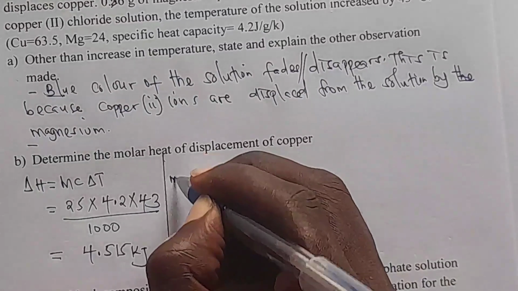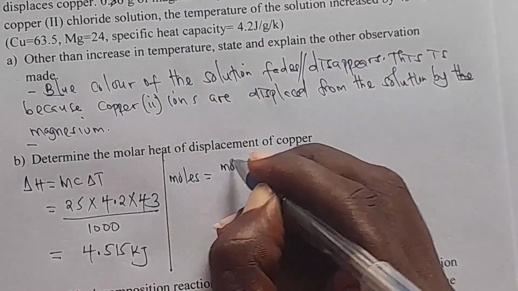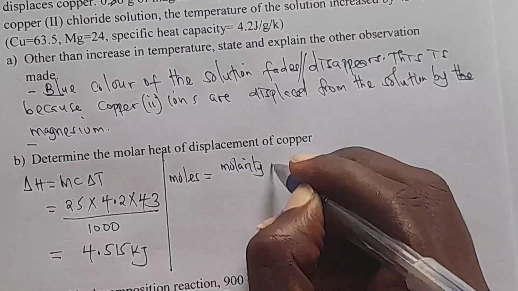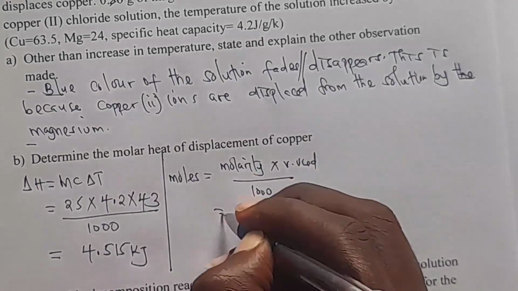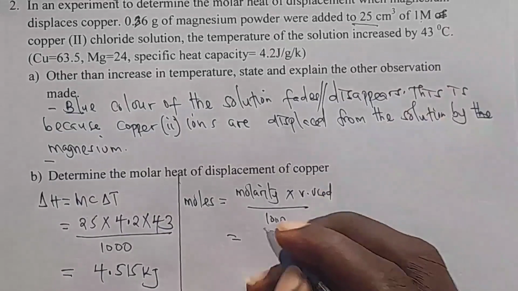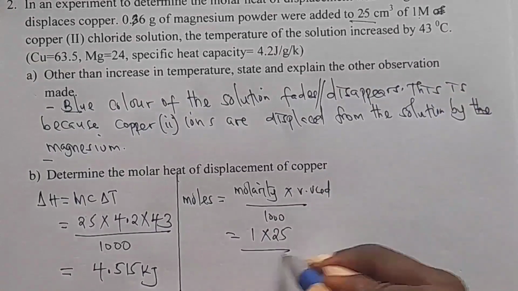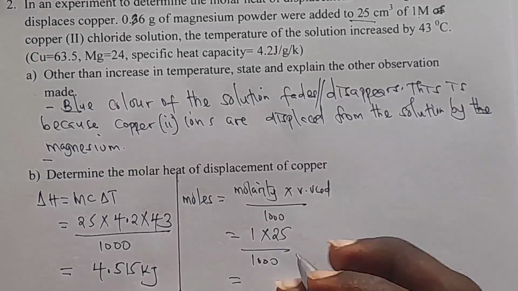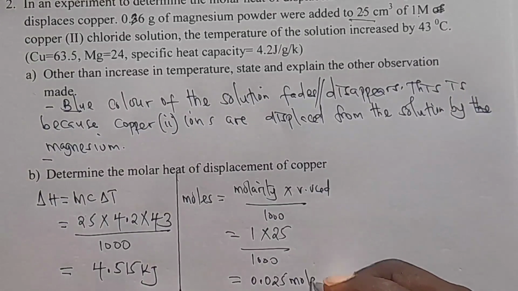Next, we have to go to the moles. We have to get number of moles. So here we can get molarity. The formula is molarity times volume used over 1000. So here the molarity is 1 mole, as you can see there. 1 times the volume here is 25 divided by 1000. So here we are going to get 0.025 moles as our number of moles.